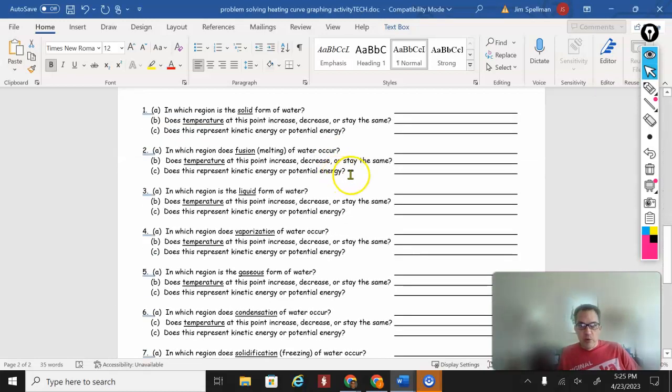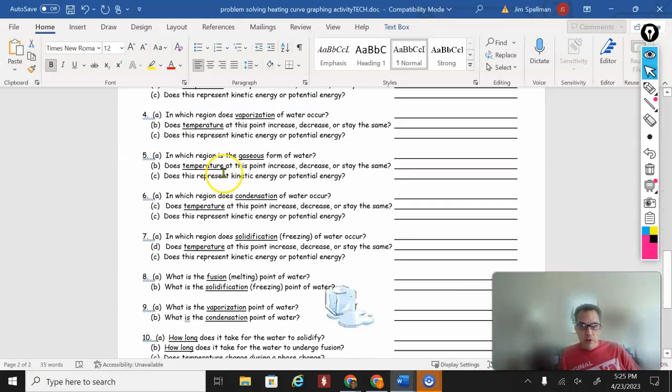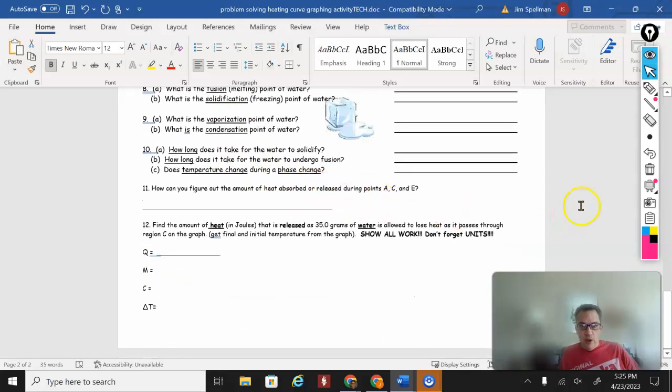So hopefully that would help you to answer most of the questions that you have on here if you go back and look at them. There's a couple of questions here at the end about how long does it take. You can just read your graph. How long does it take? Read your graph. Does temperature change during a phase change? Remember, the phase change is the flat parts.